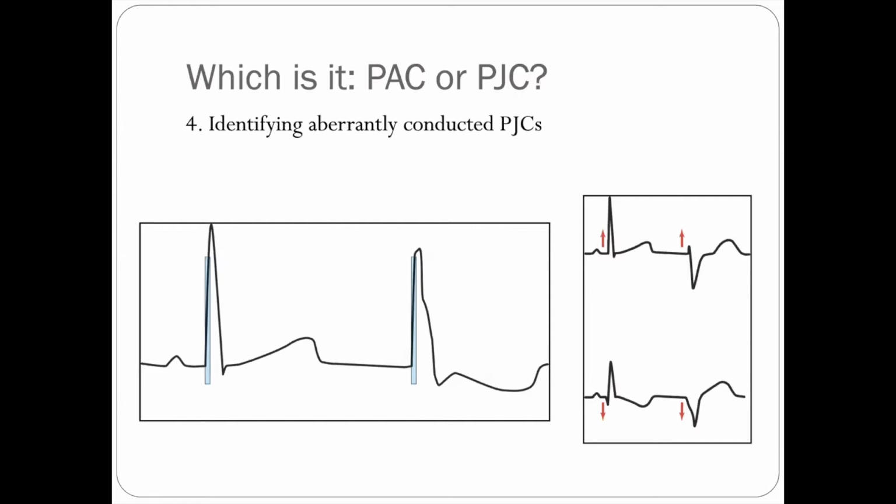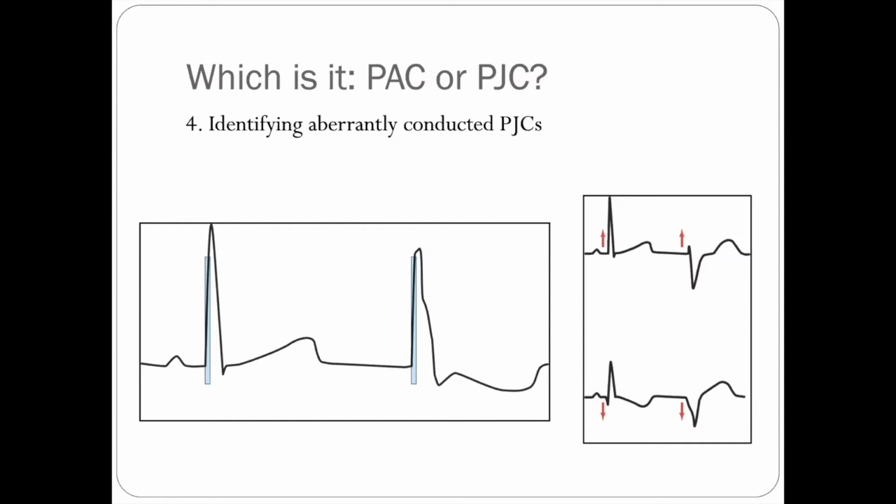Now, it's harder to say this in only one lead. So if you have a 12 lead and you see the PJC in multiple leads, and the first part of the aberrantly conducted PJC is the same as other QRS complexes in that lead, and multiple leads show that, then you will have an aberrantly conducted PJC. Depending on where the block is that's creating the aberrancy and how close that is to the AV node will determine how much of the beginning of the QRS complex is the same.